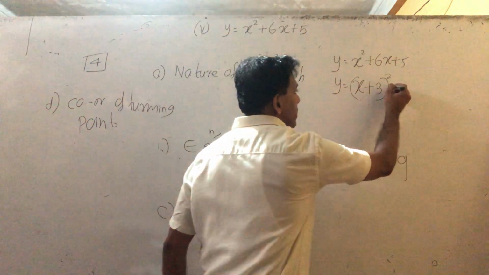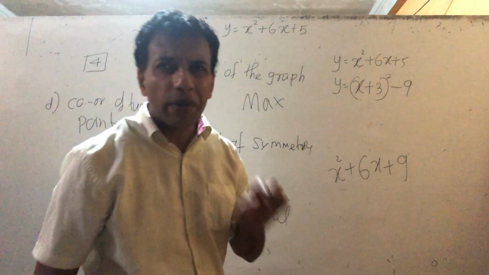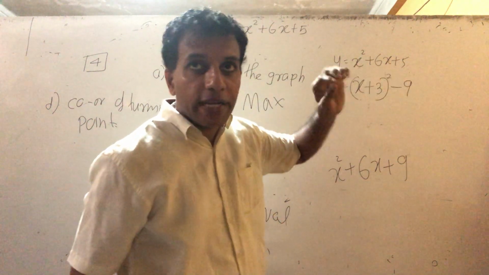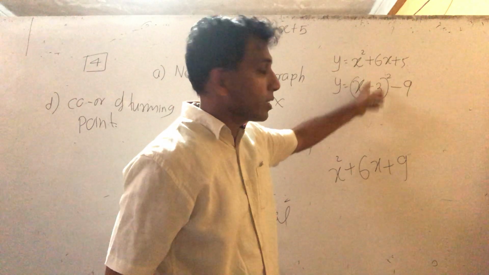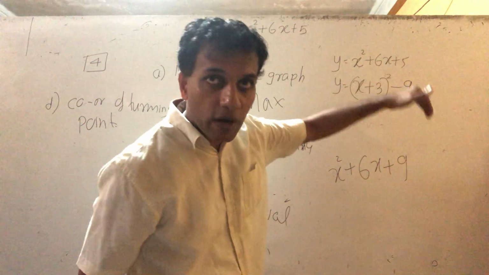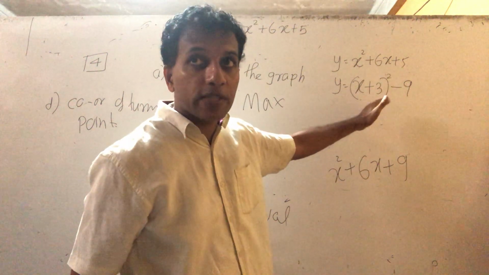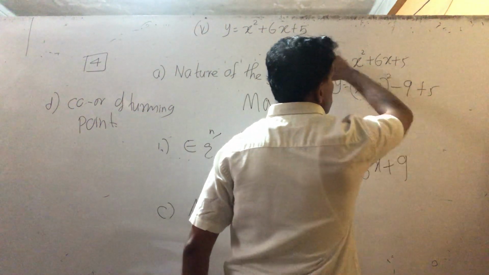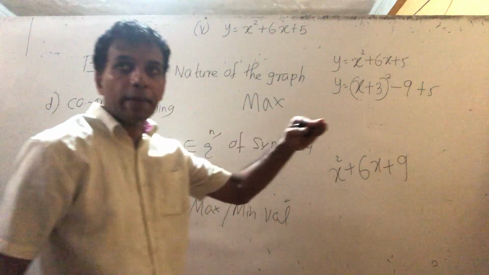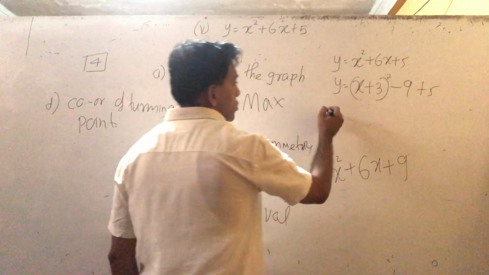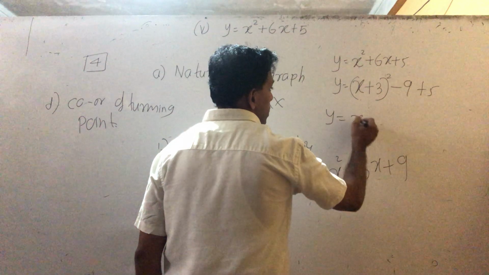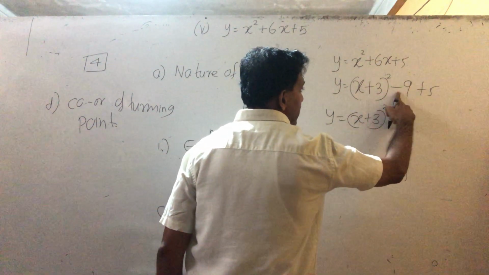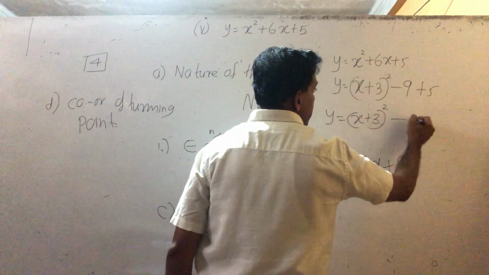Therefore you subtract 9. So remember, whatever number is here, subtract its square. That is an additional term. If it's 4, subtract 16. If it's 1, subtract 1. If it's 3, subtract 9. If it's 5, subtract 25. We have plus 5. Now both are fully equal. So y equals (x plus 3) all squared minus 9 plus 5, which is minus 4.